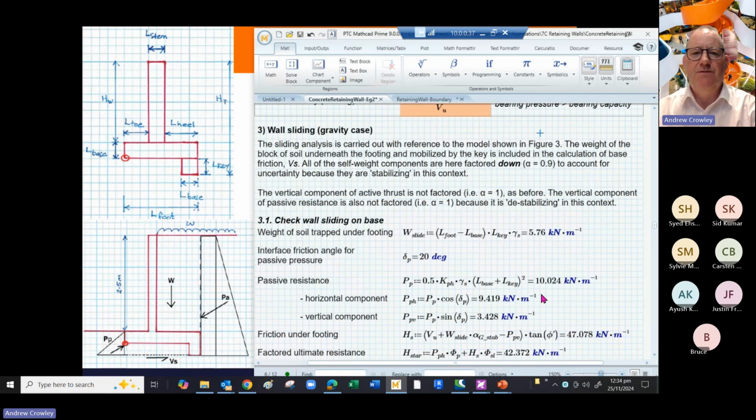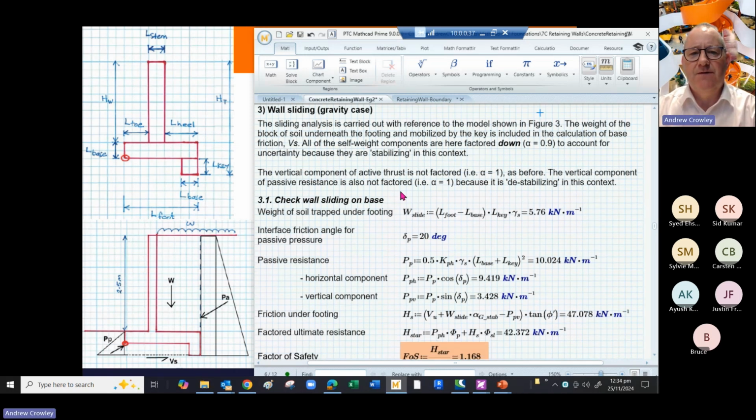So we move on to the wall sliding. It's our third case we're considering today. For wall sliding, we factor down the self-weight components because they're stabilizing and apply a factor of 0.9. The vertical component of active thrust is not factored, it's just 1 as before. And the vertical component of the passive resistance is also not factored because in fact it's destabilizing in this context.